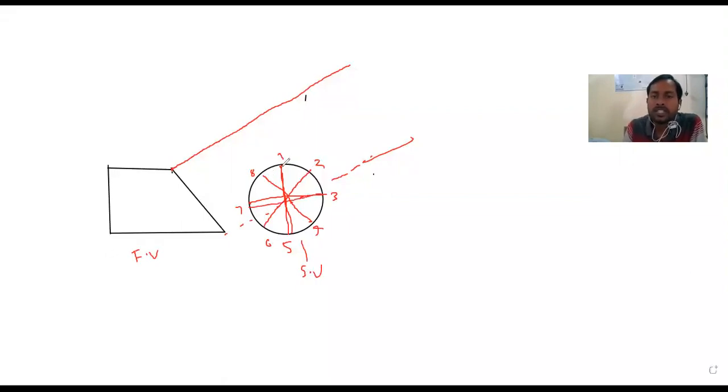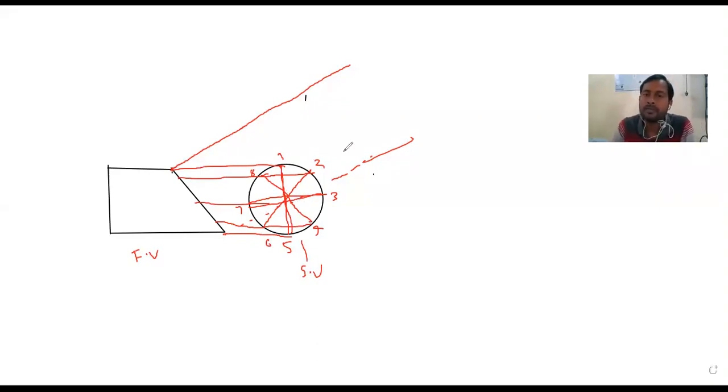You will extend these lines towards the points. This is 1, and the last one is 5. Next, 2 and 8; this line passes through 2 and 8, this line passes through 7 and 3, and this line passes through 6 and 4. Is that clear?